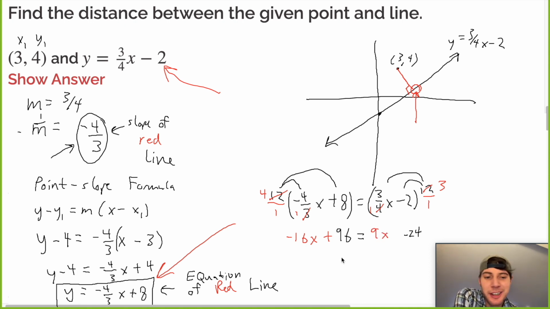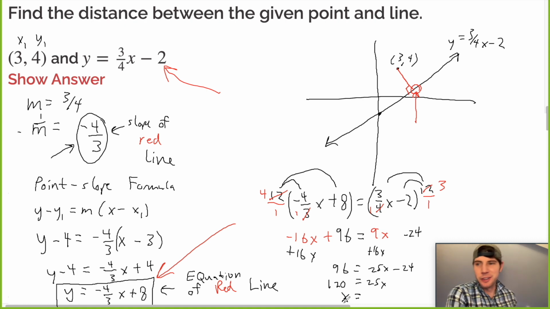Next we'll add 16x to both sides, and we get 25x - 24 = 96. Then we'll add 24 to both sides, and that gives us 120 = 25x. Then we divide both sides by 25 and we end up with x equals, I'll use a calculator for this, x = 4.8. So that's the x value of where they intersect.